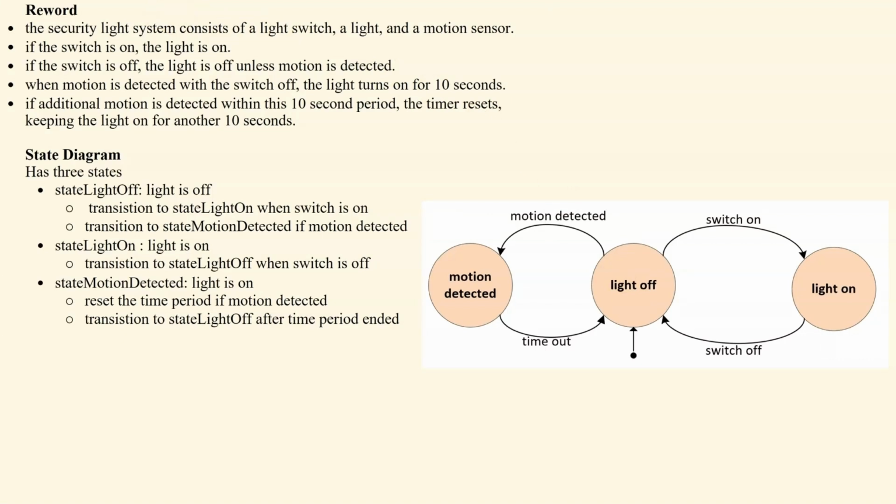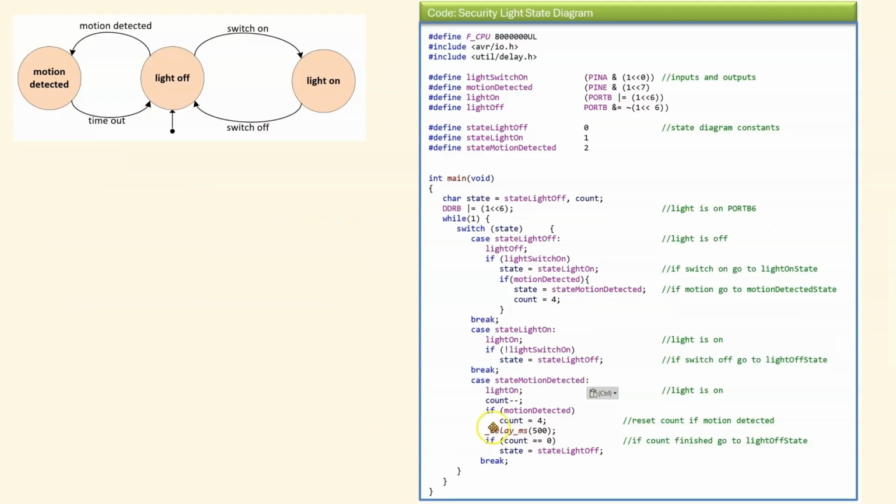Now pause and try to write the C code from the state machine. We can see the C code written from the state machine. Once again, we use the switch, and we have the cases: state light off, state light on, state motion detected. We show the outputs and the transitions between the states in the code.